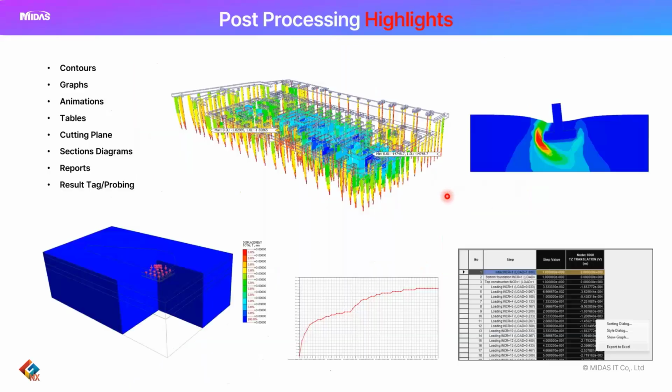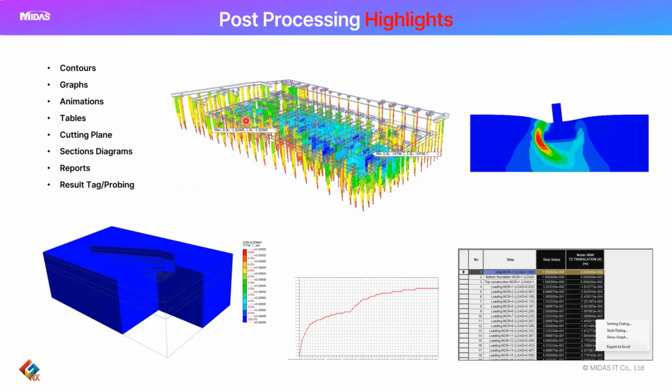And once the analysis is done, interpretation of the results is very much needed, because the behavior may change from each step to each step in each construction stage as well. So understanding the model behavior is a very important step in the numerical modeling job. So here we can get the results in terms of contours, graphs, animations, cutting planes, section diagrams, and we can even get the reports, and we can get the graphs directly out in the report as well.